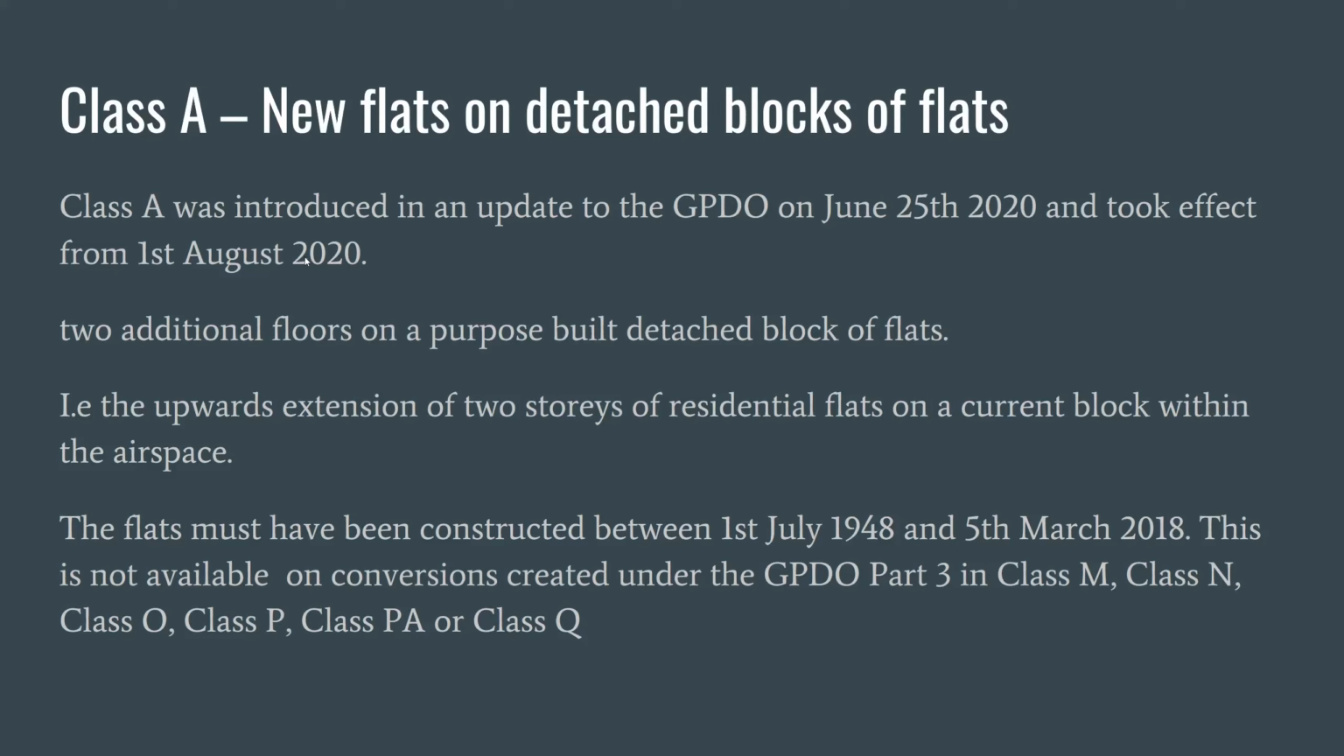Now, if the building was converted under the GDPO Part 3 under Class M, N, O, P, PA and Q. Now, some use classes have been abolished, i.e. Class M. That's now Class E. So we'll go into detail of Class M. However, Class E will be another tutorial going into further detail. What does it mean and how does it apply?